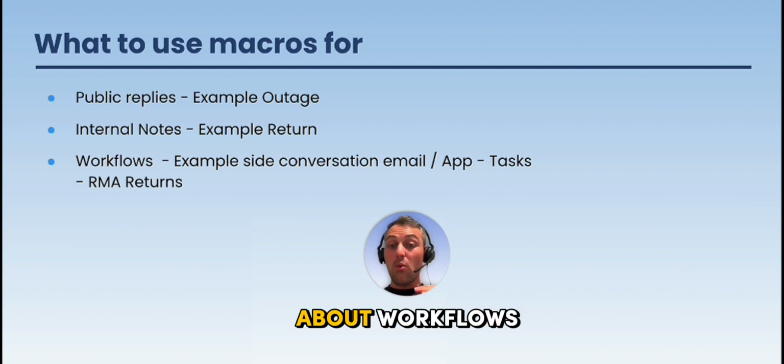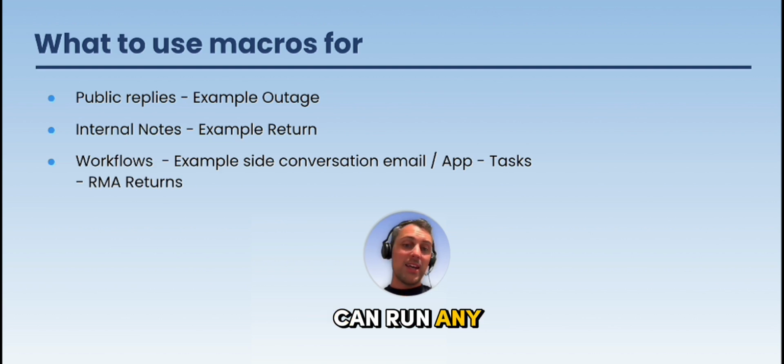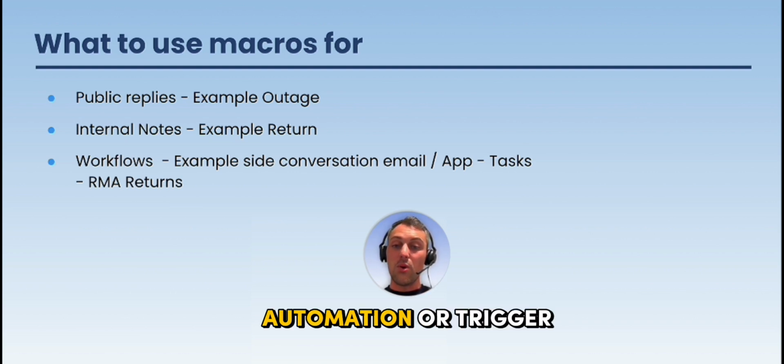Lastly, let's talk about workflows. Now, there are a couple things that you can do with macros to create good workflows. The first and foremost is you can run any triggers and automations in the back end of your system off of the fields or tags that you put onto a ticket. But tags can be really finicky. If you misspell something in a tag, it's going to create a new tag, and that is not going to trigger the automation or trigger.